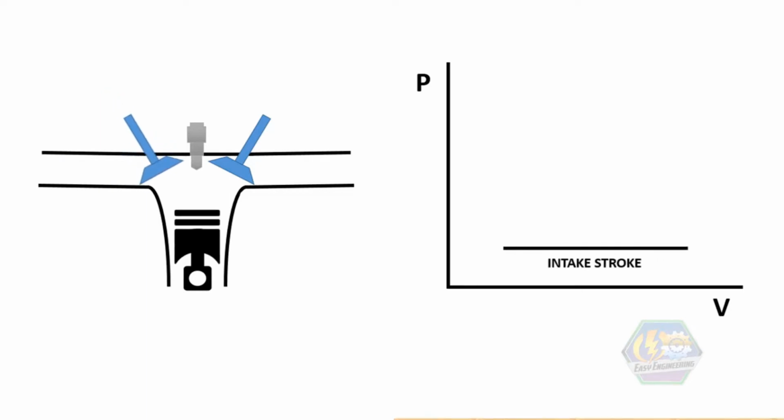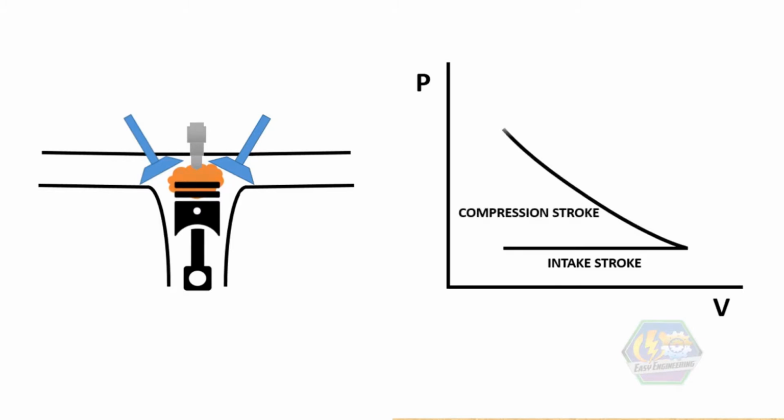Next is the second stroke. The piston travels upward to compress the air and gasoline to make it a combustible mixture. Since this is the compression, as you can see clearly, the volume decreases and the pressure increases. This is called the compression stroke.